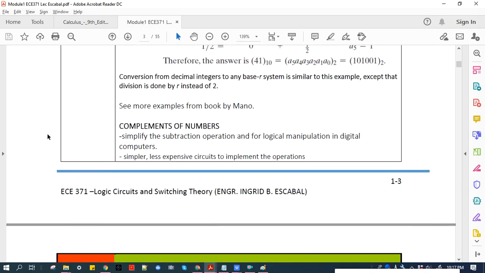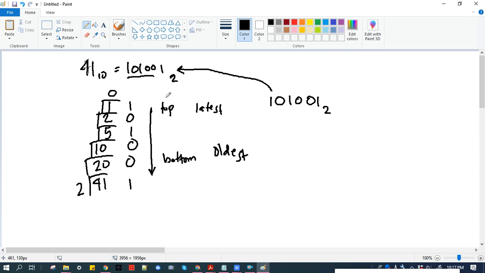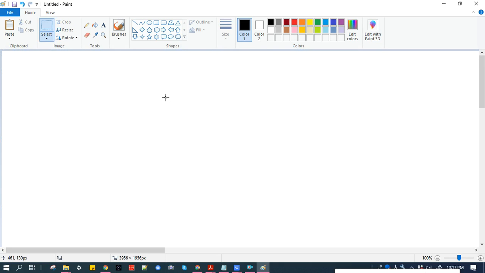Now let's continue to complements of numbers. It says here that complements of numbers simplify the subtraction operation and logical manipulation in digital computers. For example, you're trying to subtract in decimal: 2 minus 4 equals negative 2 in decimal. We have the negative sign here.